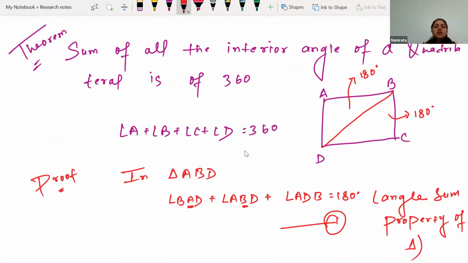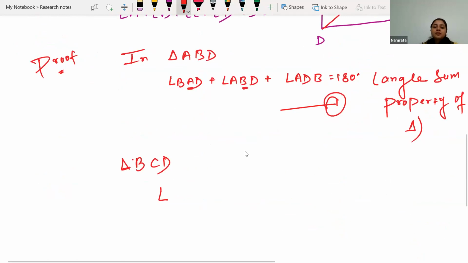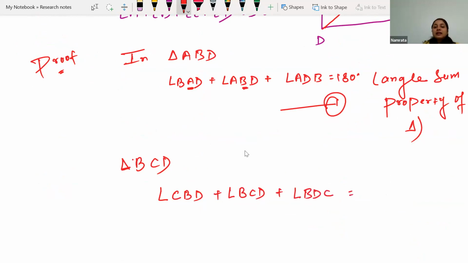BCD or DBC or whatever name you want to give it. I'm talking about this next triangle. So here also we can say angle B, that means CBD, plus angle C, that means angle BCD, plus angle D, that means angle BDC. If you are not getting how I am writing the angle, here I am representing angle B, here angle C, here angle D. The sum of all the interior angles of this triangle has to be 180 degrees, again from the angle sum property of a triangle.